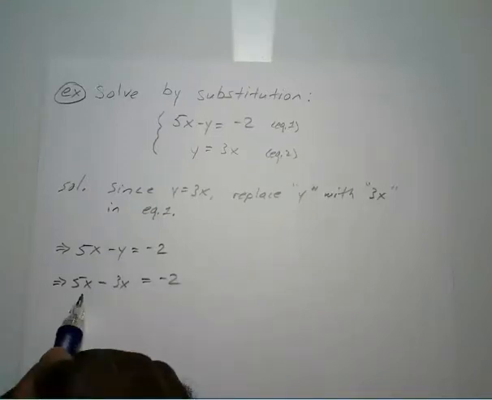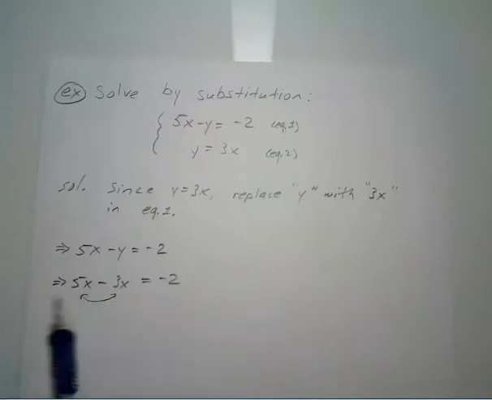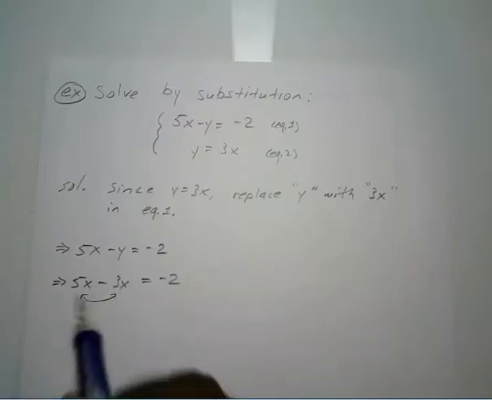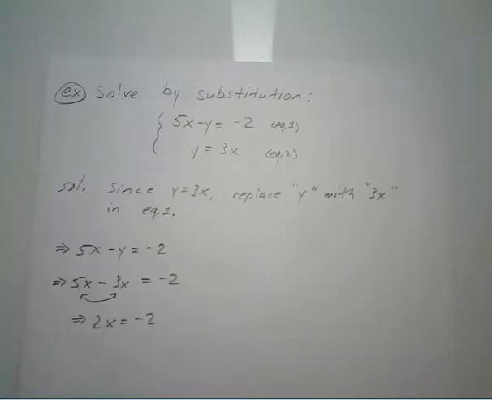We can go ahead and combine these two. So 5x minus 3x is 2x. So we have 2x equals negative 2. If we divide both sides by 2, we end up with x equals negative 1.